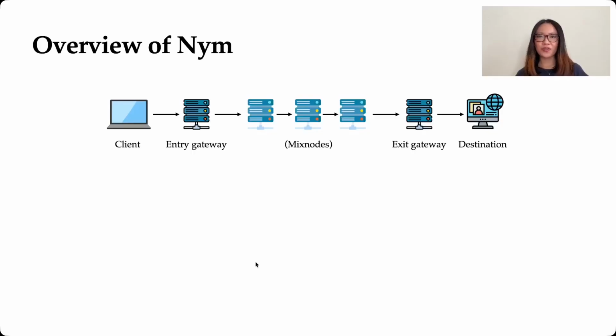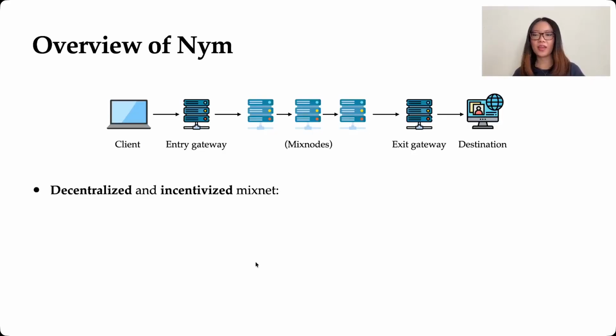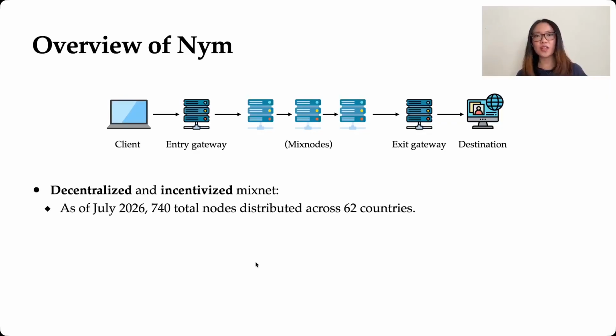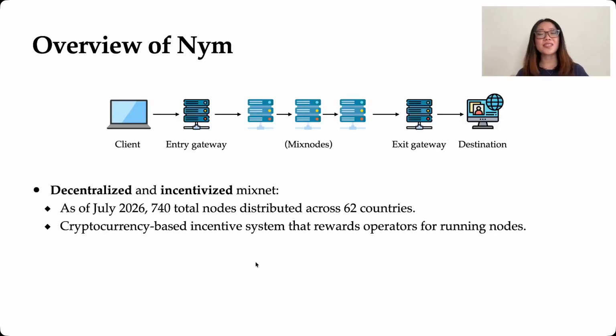To start with an overview of NIM, a regular path in NIM consists of a client connecting to an entry gateway, three middle mix nodes, an exit gateway, and the destination. So NIM is a decentralized and incentivized mixnet. As of July 2026, there are 740 total nodes distributed across 62 countries. And what's exciting about NIM is that it has a cryptocurrency-based incentive system that rewards operators for running nodes.